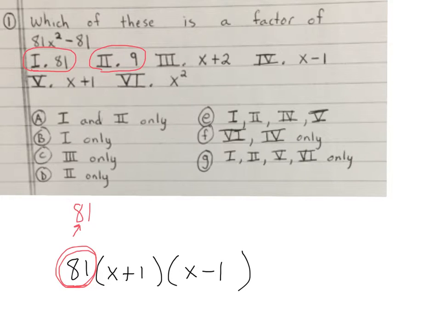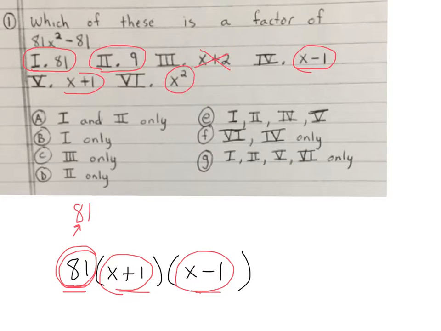Is x plus 2 a factor? X plus 2 is not a factor. Do I see it here, here, or here? It does not go into the original problem. What about x minus 1? Yeah, look, I can see it right here, can't I? It's a factor. What about x plus 1? Yeah, look, here it is right there, isn't it? Does that make sense?